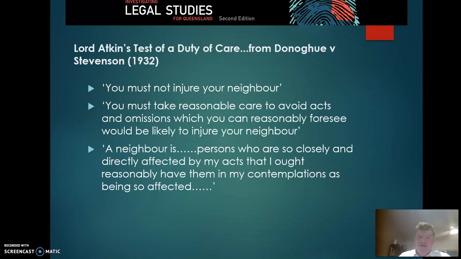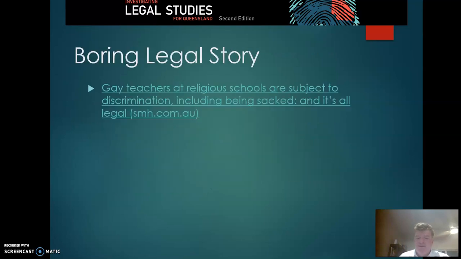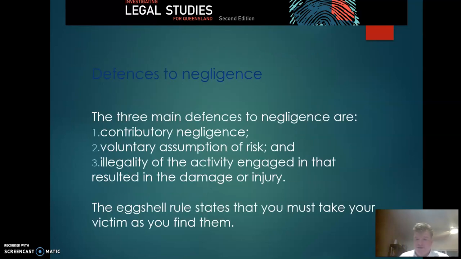This goes in a little bit more detail of Lord Atkin's duty of care. And this last point is most important. A neighbour is the persons who are so closely and directly affected that I should have reasonably had them in my thoughts, contemplations, as being affected. People you should be able to see are affected by your actions.